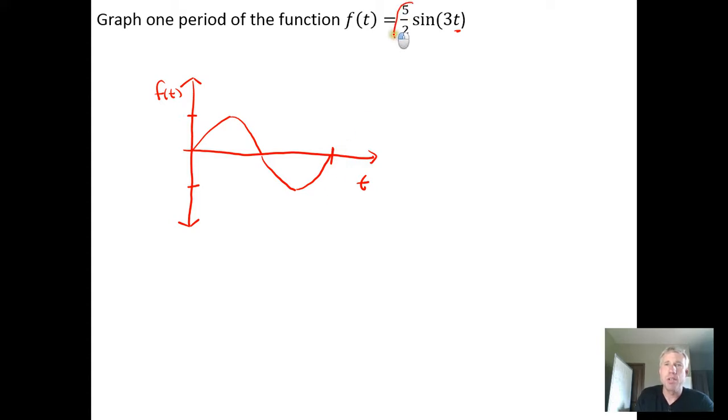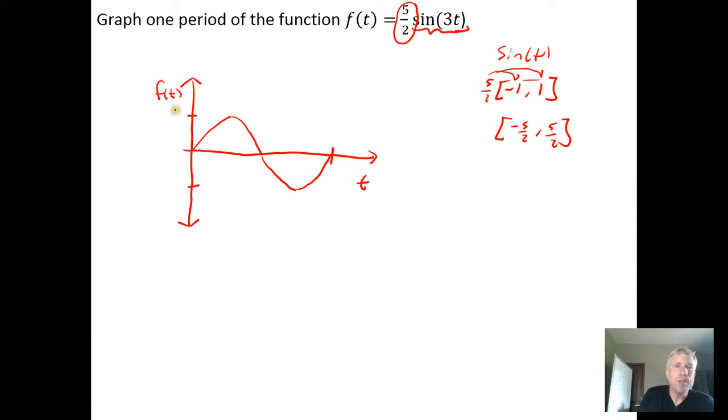The amplitude of this function is 5/2, right? The toolbox function goes from -1 to 1 for its outputs, but we're multiplying the outputs generated by the sine function by 5/2. So this function, 5/2 sine of 3t, is going to go from a low of -5/2 to a high of 5/2. We just distribute this into the interval. So I could come over here and say, hey, the amplitude, the distance above the t-axis, is 5/2. And then this is going to be -5/2, the distance below the t-axis, also 5/2 units.